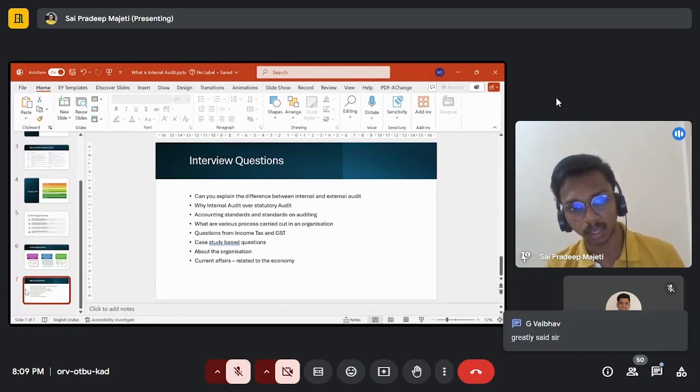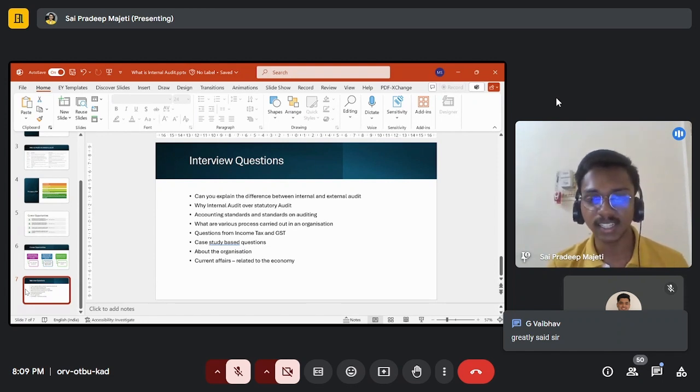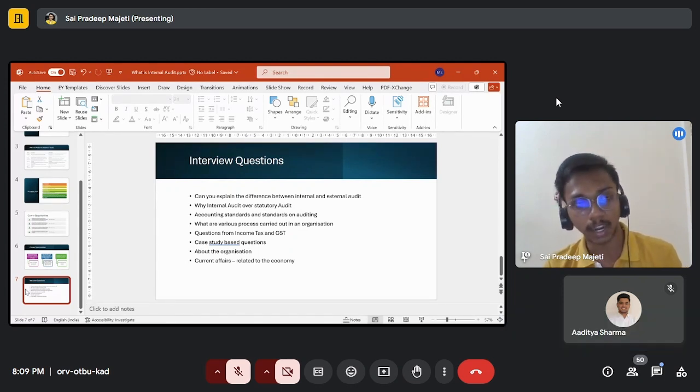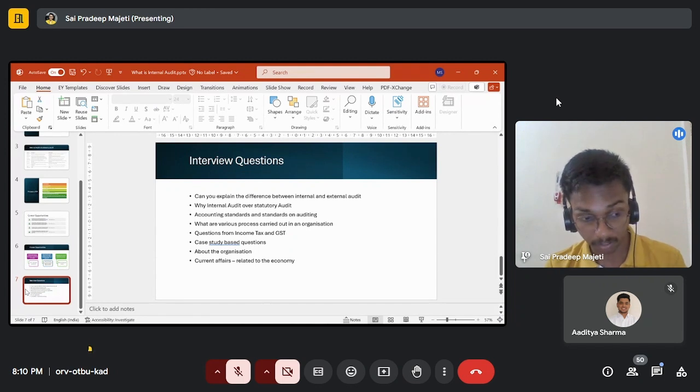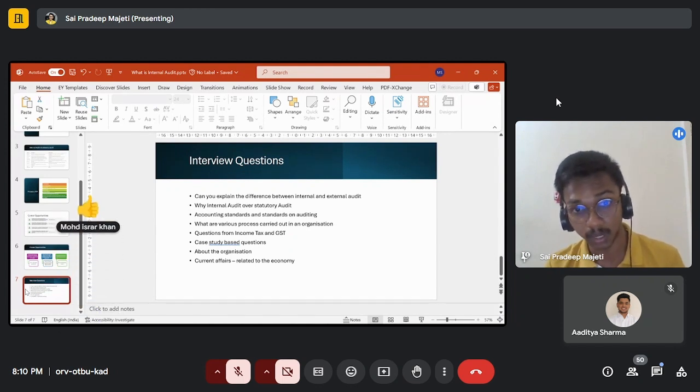You can study it from ChatGPT or Google. Just have a broad idea of what the difference is between an internal audit and an external audit, and also take references of the sections of the Companies Act in which internal audit is mentioned.